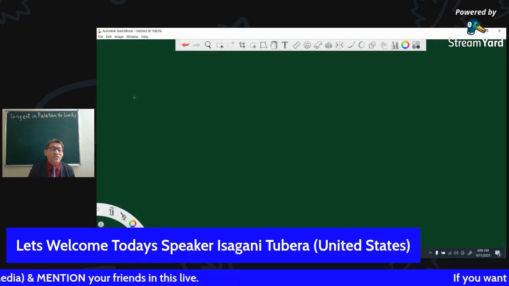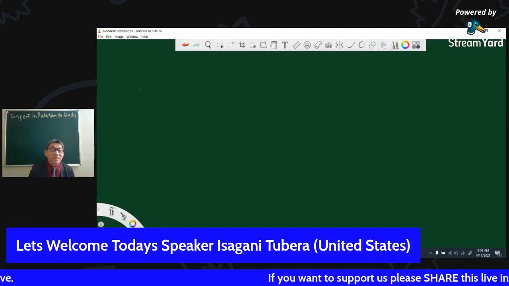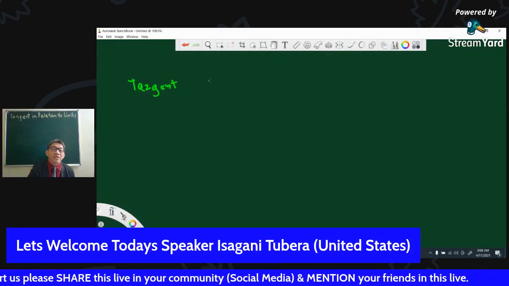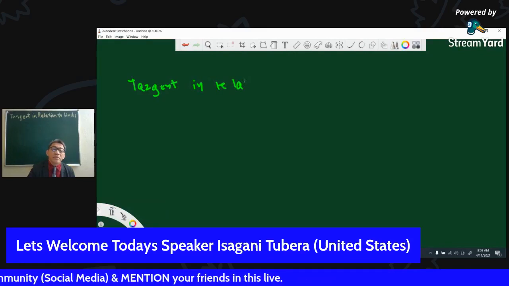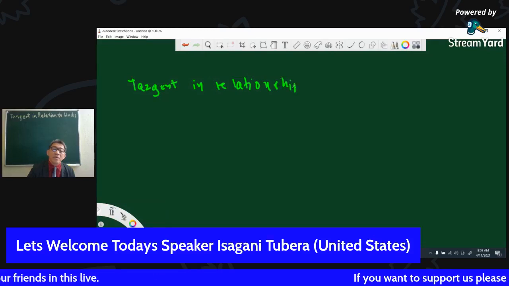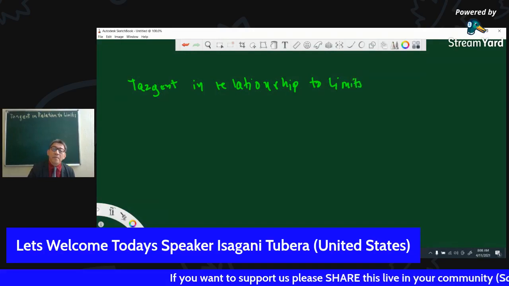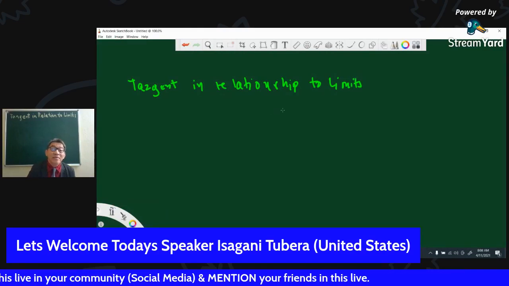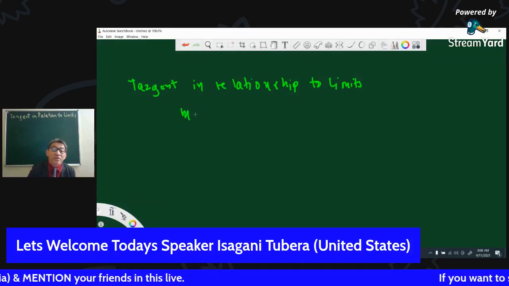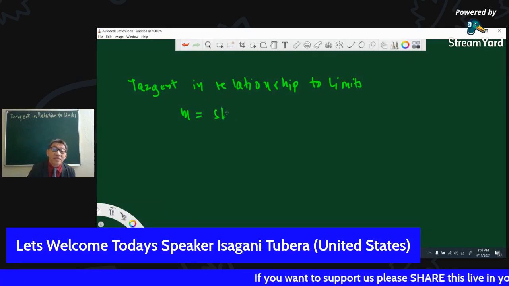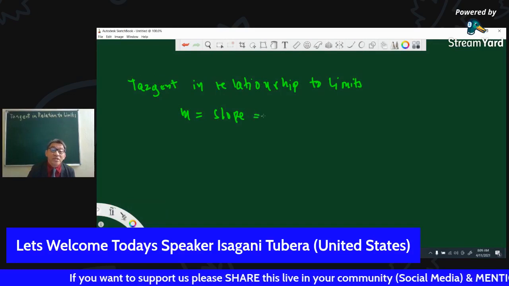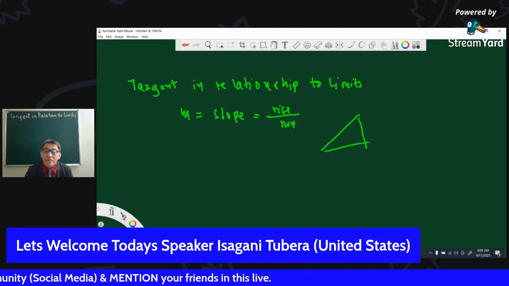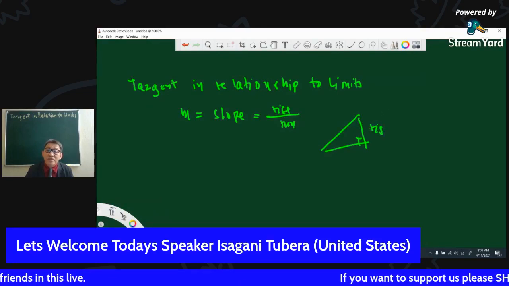Thank you. So before we start with the relationship of tangent, okay? So this is our topic: tangent in relation to limits. When we start with that, you need to understand what is the meaning of this symbol M. So this M stands for what? It stands for the slope. And what is the slope? It is equal to the ratio of what? Of rise over run. It comes from a right triangle, wherein this is the rise and this is the run.